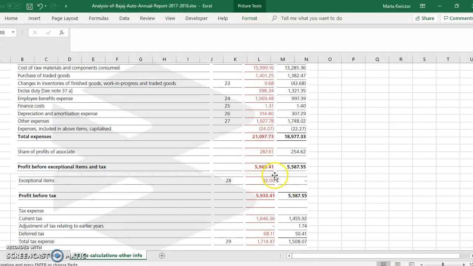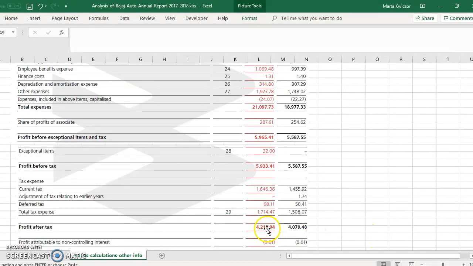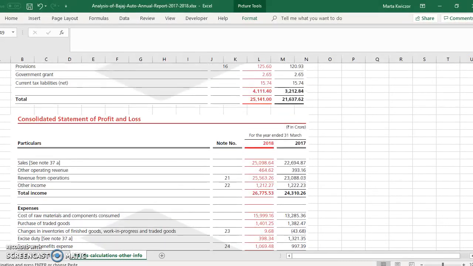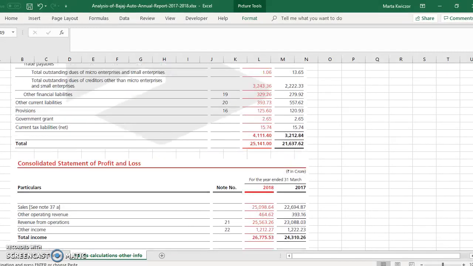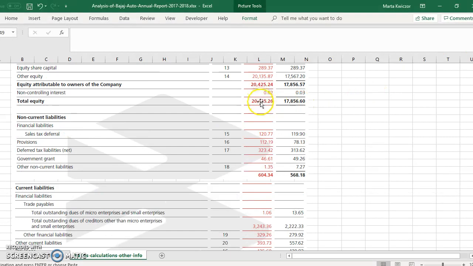Once you do that, if you go down, the net income was about 4,200 crores. So you can say they had a little bit of an increase from last year. Now, what about the return on equity? Return on equity is net income divided by the equity. That means this 20,000. So 4,000 divided by 20,000 is about 25%. That is a very good number.